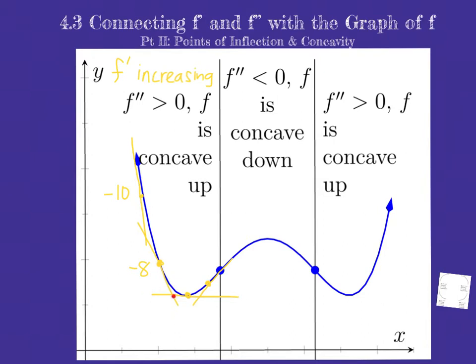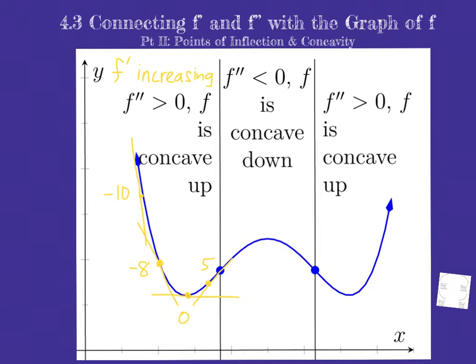Then this right here, this tangent line is horizontal, and because we have a relative minimum here, the slope of this tangent line, our f prime, is 0. And then we can see that the slope of this tangent line is positive. Therefore, the slope of this tangent line is a positive number. So let's say it's +5. It doesn't quite look as steep as this one.